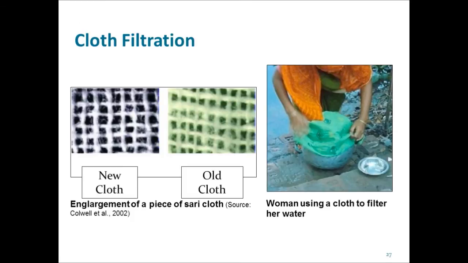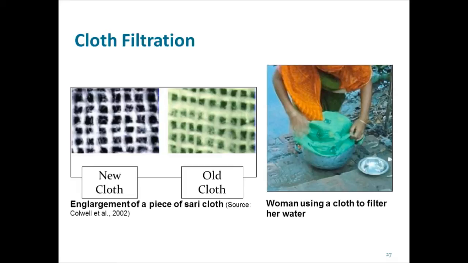Cloth filtration is a very simple example of filtration. A clean piece of cloth can be used to strain sand, silt, clay, and some pathogens out of the water. You can use any cotton cloth that is fine and tightly woven, such as a sari cloth. The cloth should be folded into a few layers and tied over a clean container. Afterwards, you should wash the cloth with clean water before using it again.